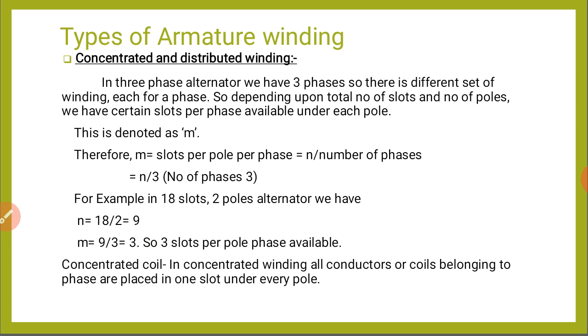So read the definition. In a concentrated winding, all conductors or coils belonging to a phase are placed in one slot under every pole. Okay, so it is a concentrated coil. Again, we are having 3 slots available for R phase, 3 slots for Y, and 3 slots for B. So I am not using all 3 slots available for R. I am placing all R conductors in one slot and keeping the remaining 2 slots empty. So that arrangement is called the concentrated coil.